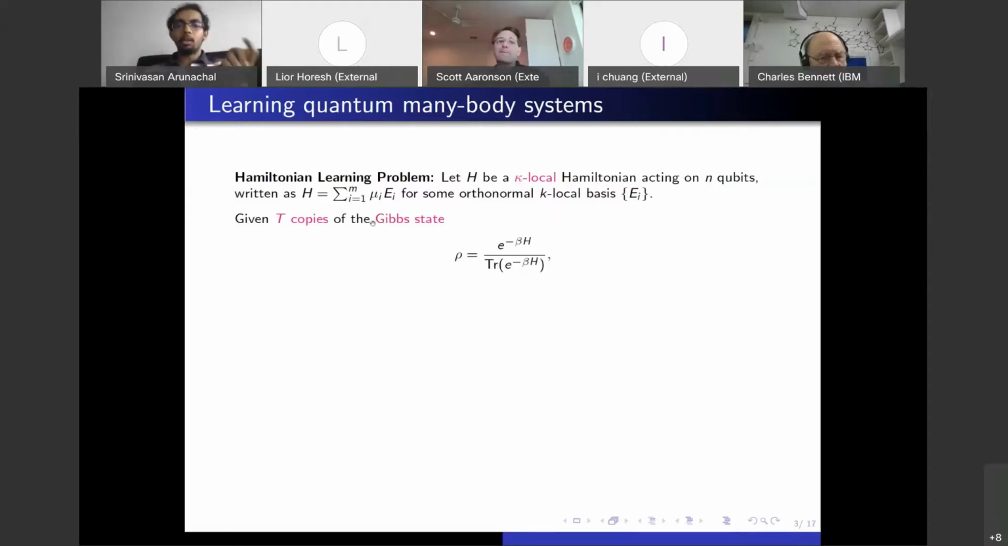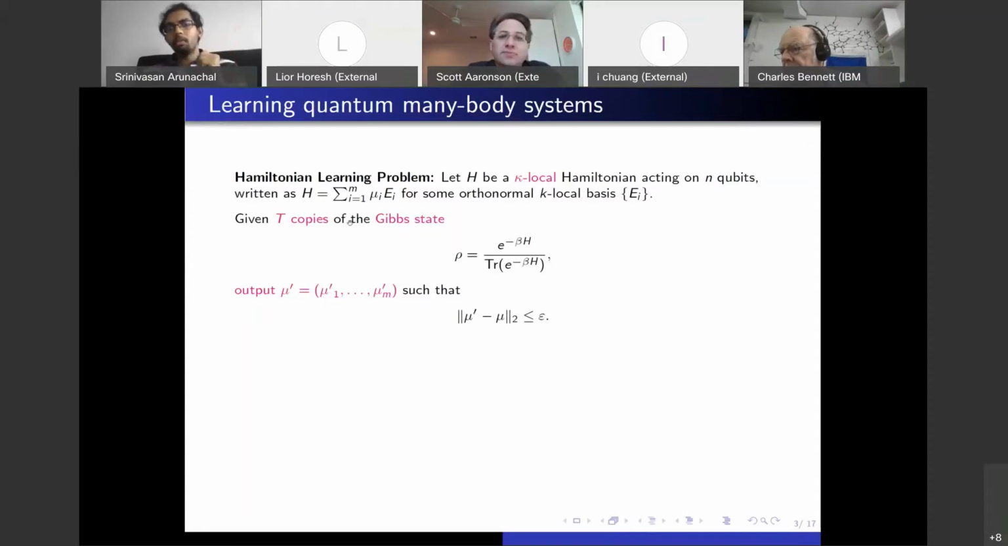Can you learn these coefficients mu? Think of mu as some sort of Fourier coefficients. Think of E_i as the Pauli basis, and think of mu as the Fourier coefficients. Given copies of a Gibbs state of an unknown k-local Hamiltonian H, can you learn the coefficients mu up to some error epsilon? You know there's a decomposition, the right values are mu. Given copies of rho, can you produce mu prime such that mu and mu prime are L2 close?